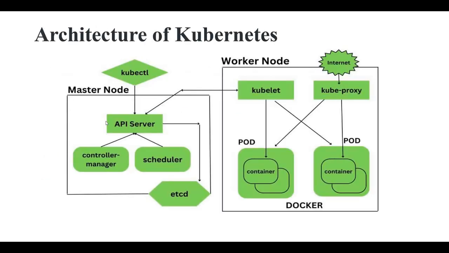So here we will know about the architecture of Kubernetes. Kubernetes follows the client-server architecture. Here we can see the client and server, like master node and worker node, where we have the master installed on one machine and the node on a separate Linux machine. So this is the master and this is the node.